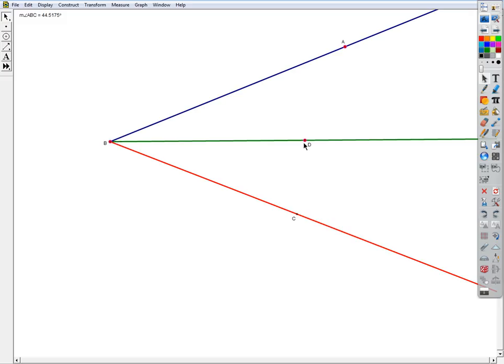What do you think is going to be true? How's it going to be related? It'll be half, isn't it? Should be half.